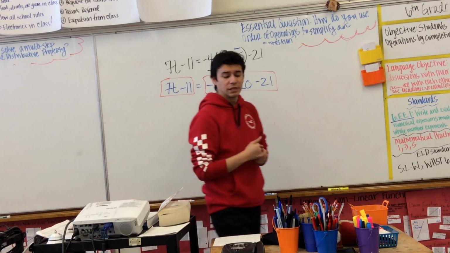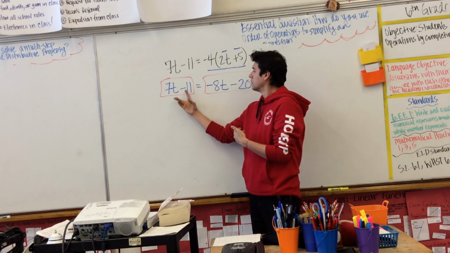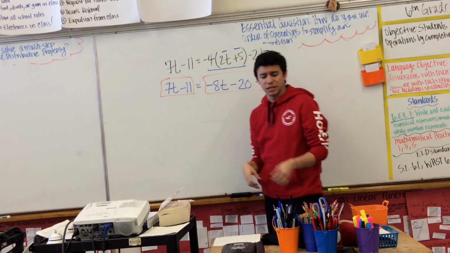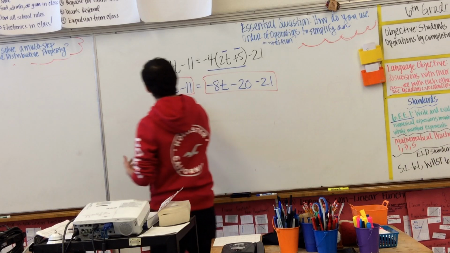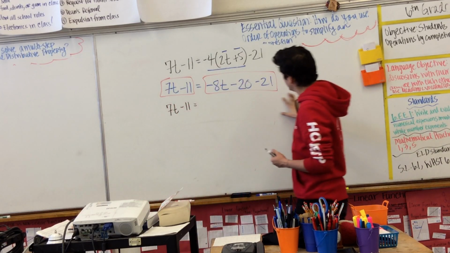Look at the one on the left. Can you combine anything on the left? Anything could combine? Well, no, because that has a variable and that one doesn't. So I drop those. 7t minus 11 equals. Let's look over here.